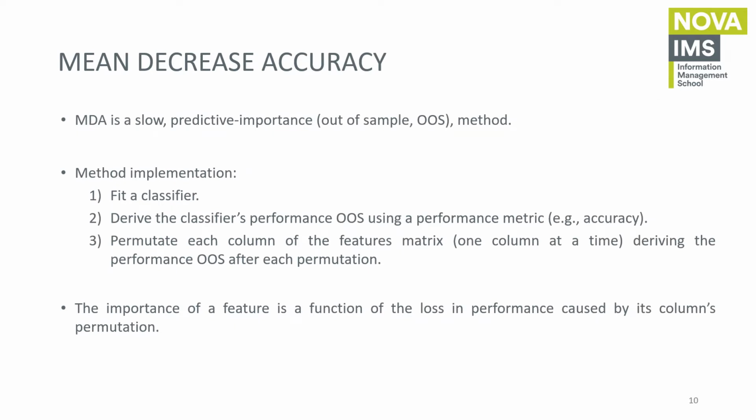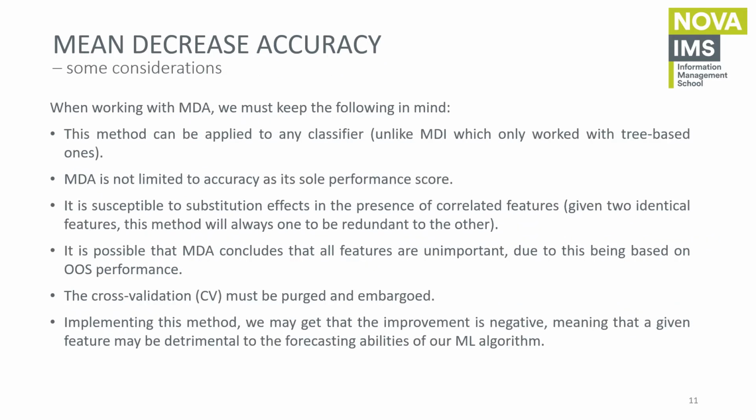Moving on now to mean decrease accuracy, we have that this is a slow, predictive importance out-of-sample method. To implement this method, we fit a classifier, we derive the classifier's performance out-of-sample using a performance metric, for instance accuracy. Then we proceed to permute each column of the features matrix, one column at a time, deriving the performance out-of-sample after each permutation. The importance of a feature is a function of the loss in performance caused by its column's permutation.